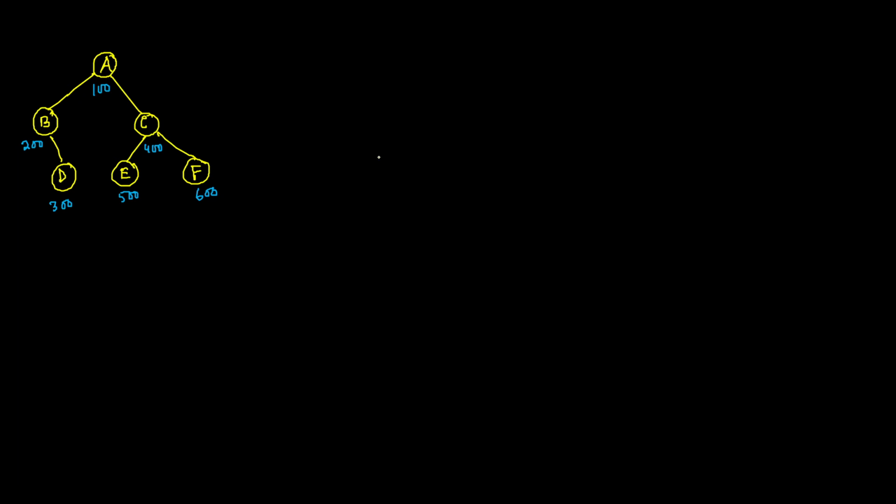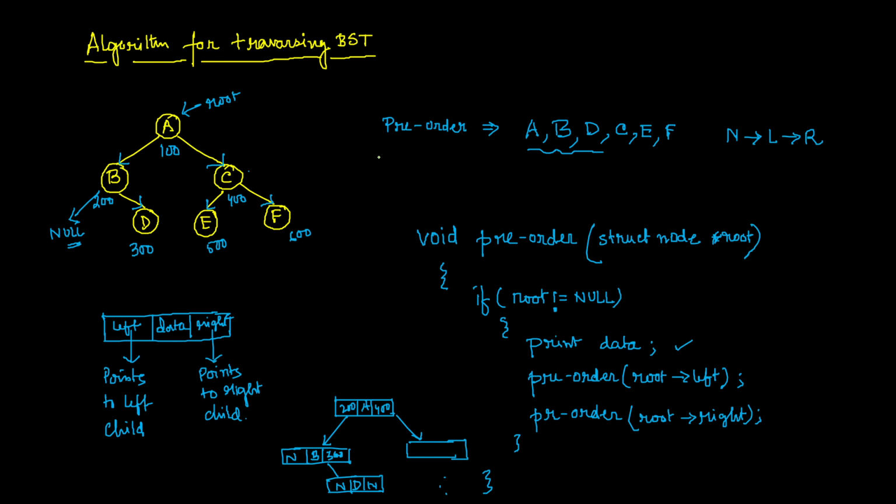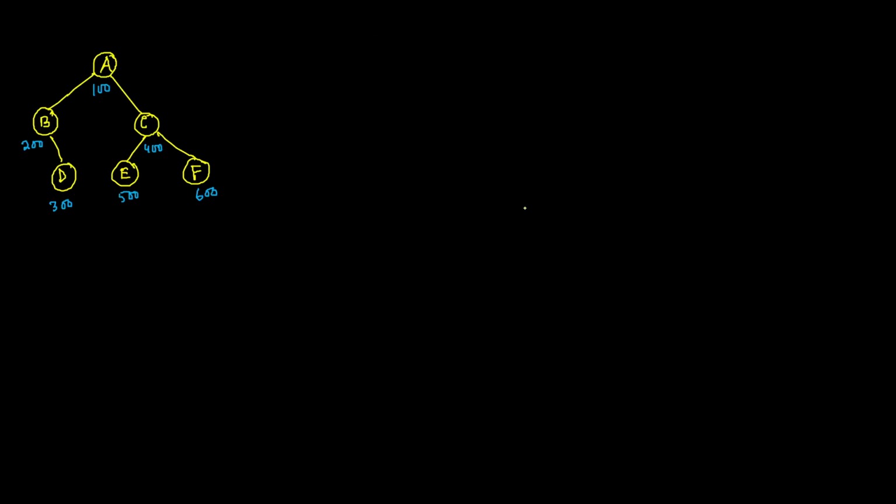Let's see how this preorder function will work. We will discuss this with respect to a recursion tree, so we will draw the tree that represents how this preorder function will work. Let's just write a small name: the preorder function is represented by P.